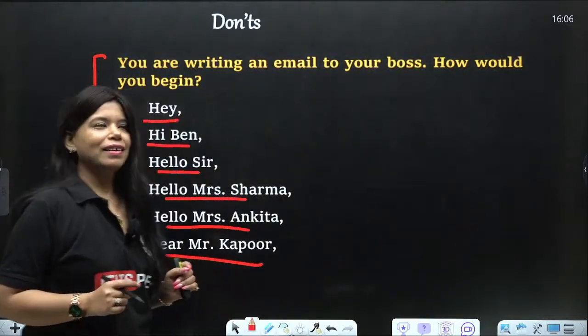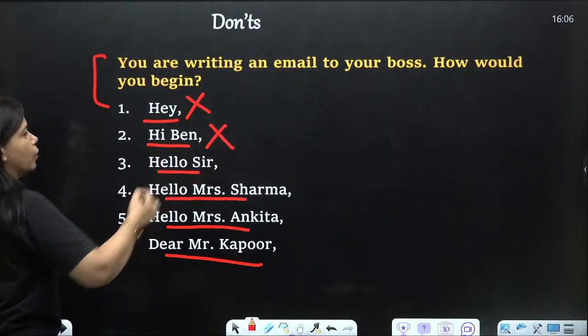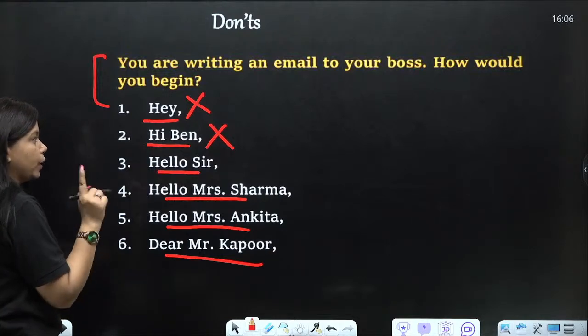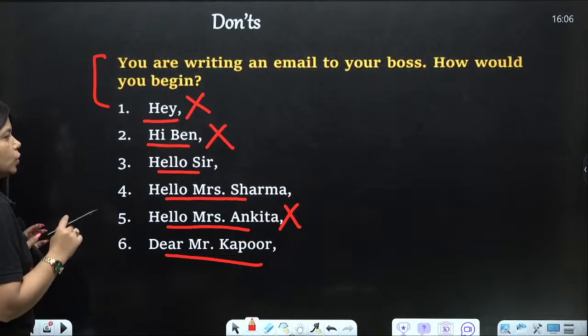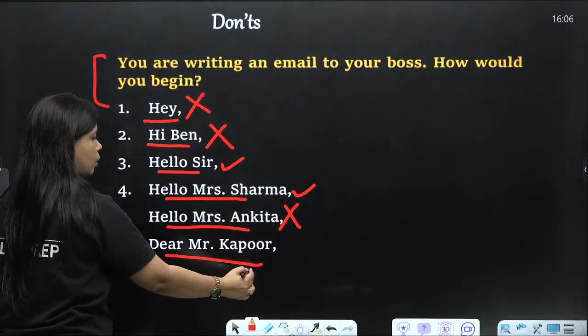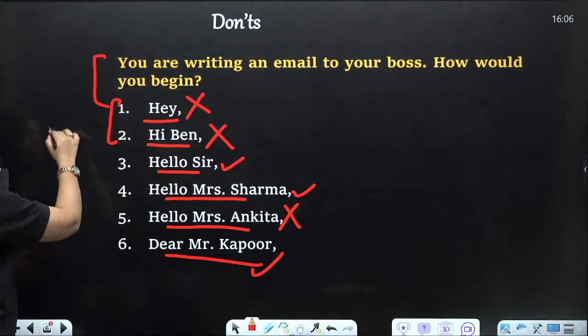Okay. So number 1 is incorrect because it's pretty informal. Number 2 also is something I wouldn't recommend, pretty informal. Number 3 that is incorrect is hello Mrs. Ankita. This is incorrect. So the correct ones are hello sir, hello Mrs. Sharma, hello Mr. Kapoor. Now why number 1 and 2 are incorrect? Because they are pretty informal.